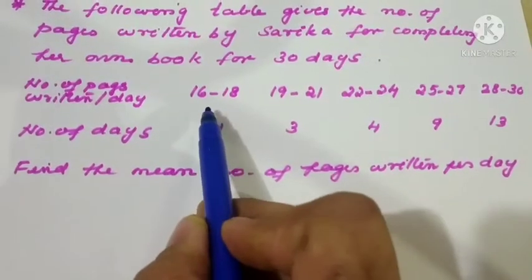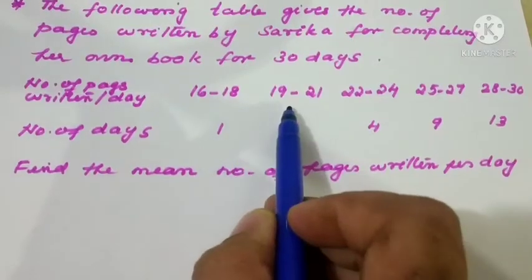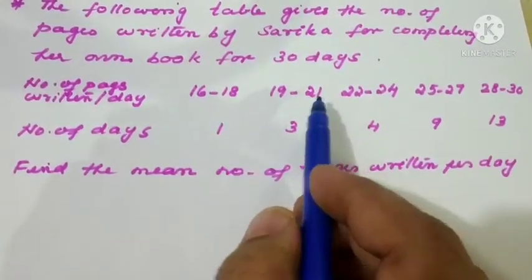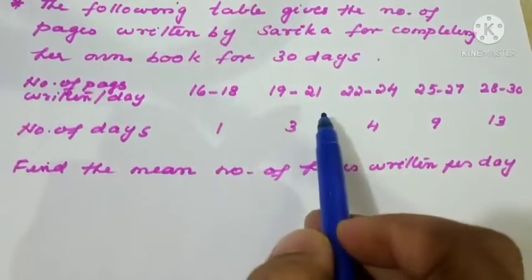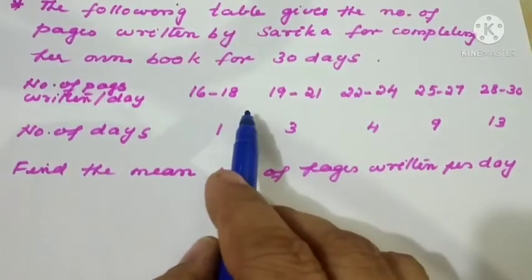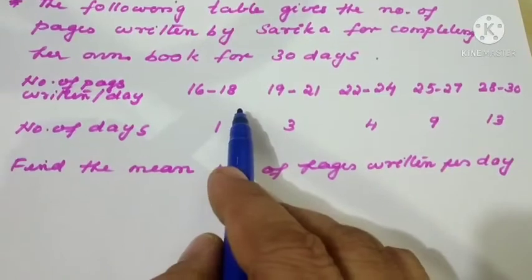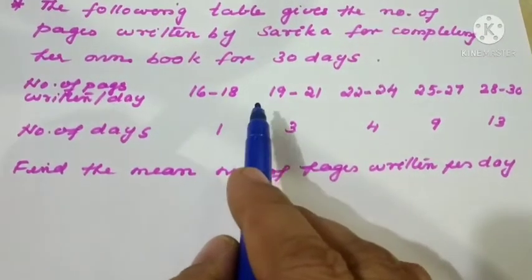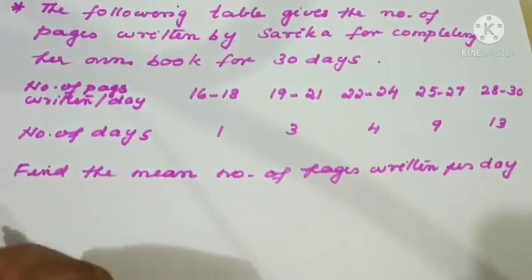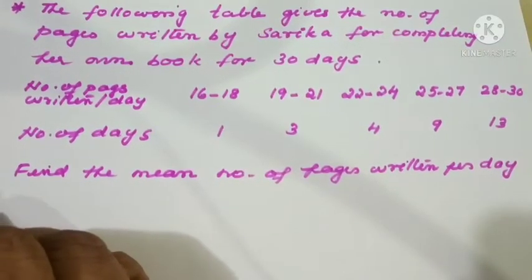Here also you can see that 16 to 18 and 19 to 21 are examples of inclusive type of class interval. Both the lower limit and upper limit are included. So we should make an exclusive type of class interval. It is continuous data we require. There should not be any gap. So what should we do here? Solution.